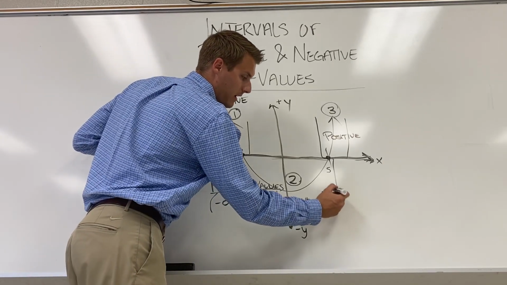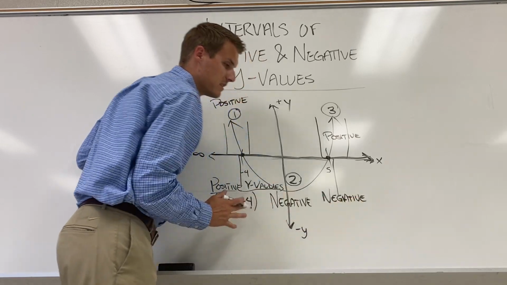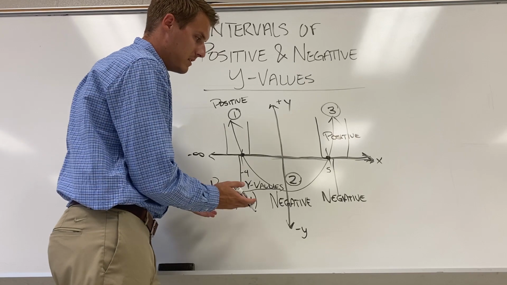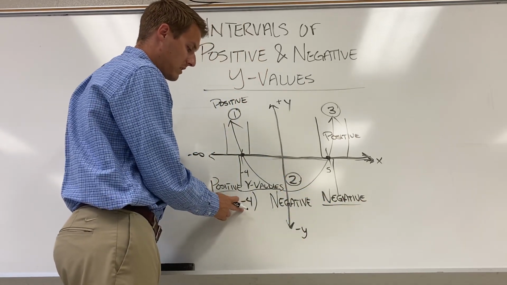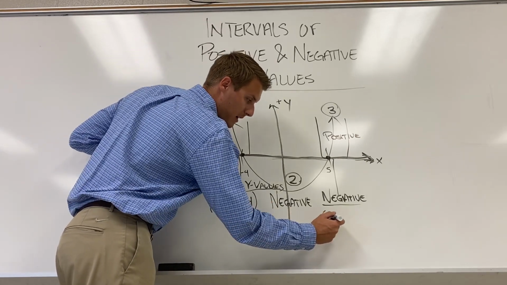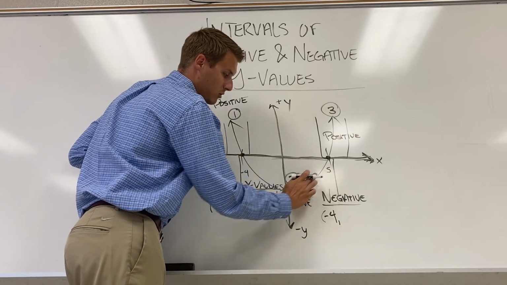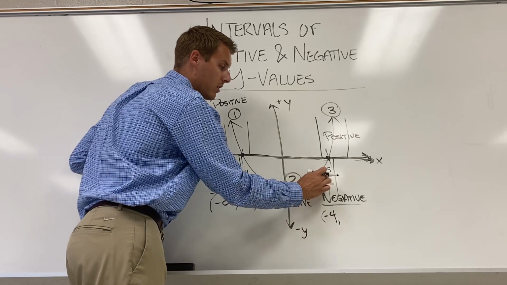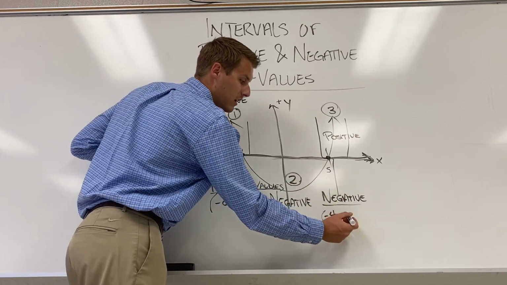Okay, so now I got my negative intervals. If I stopped a positive interval, it means I have to go to being negative. It's the only way I would stop this interval. So at negative 4, we're going to pick back up. And it's going to be negative. My function will be negative y values until I get to 5 on the x-axis. Until I get to 5.